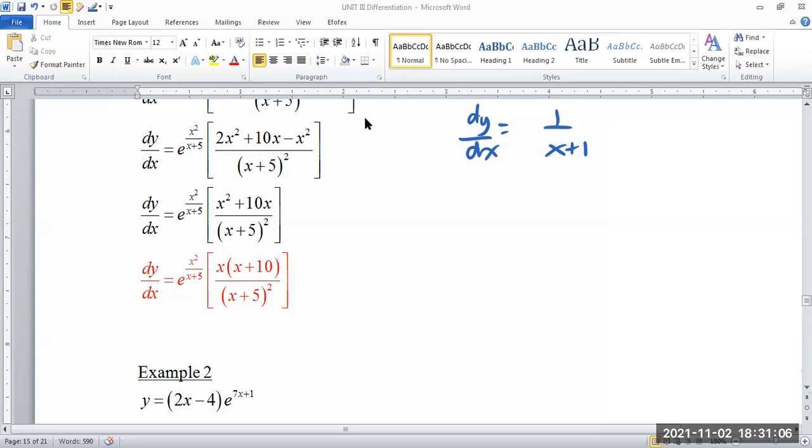Sir, may I try something? I want to ignore the e. So should I ignore the e? No, you can't. The differential of the exponential function is the exponential function itself. So you can't ignore it; you're going to write it back.